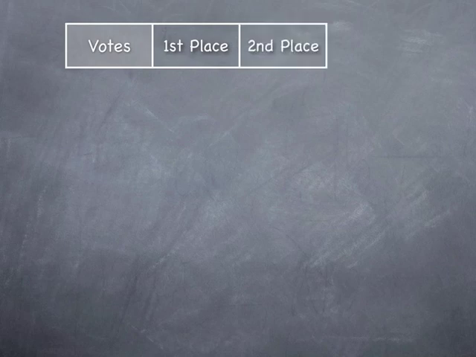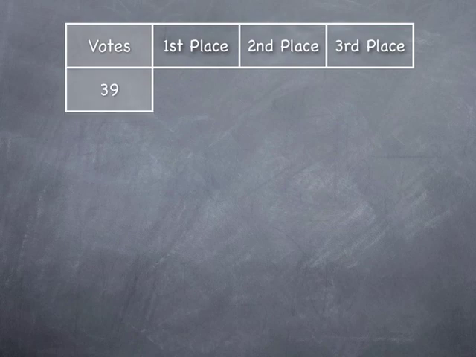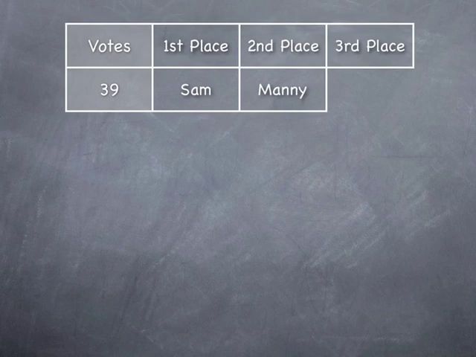Here you get to choose who you want to win the election, who you think is the best candidate for the job. But if they don't win, who would be your second choice, and who would be your third choice? Let's say that 39 voters thought that Sam should be elected. He was best for the job. And if Sam couldn't get elected, then possibly Manny. And if Manny couldn't get elected, then Joel.